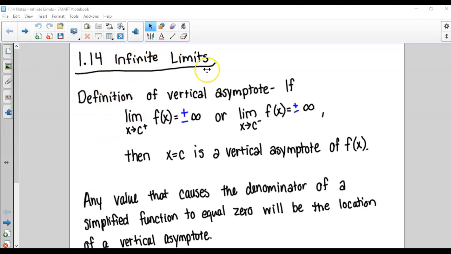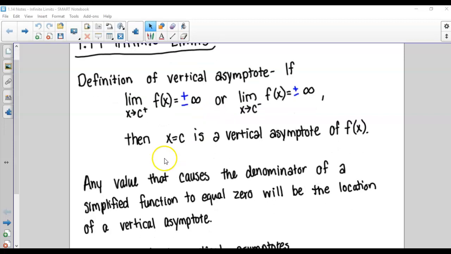So for infinite limits, your definition of a vertical asymptote, we've talked about vertical asymptotes a lot, we've seen them on graphs, but your definition is that if the limit as x approaches c from the right of f of x equals positive or negative infinity, or the limit as x approaches c from the left of f of x equals positive or negative infinity, then x equals c is a vertical asymptote. So notice that you have an or right here. So you can have a vertical asymptote that is one-sided. It only has to approach infinity or negative infinity from the left or right. It doesn't have to be both here.